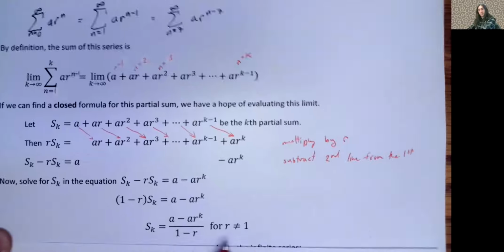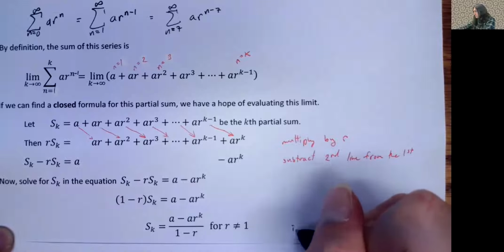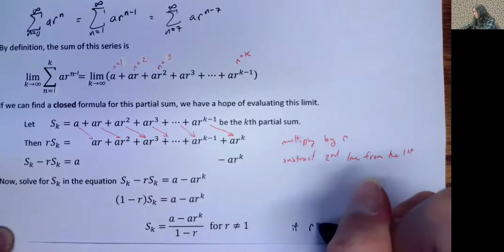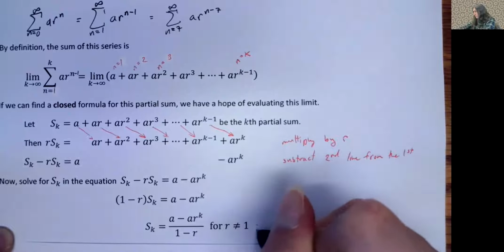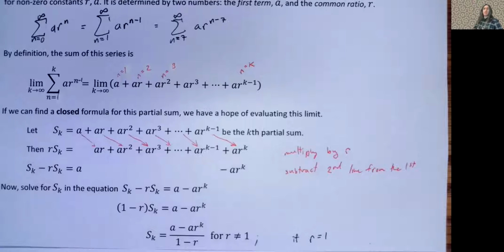Although we should be careful that we can't do this division if we were actually dividing by 0, right? That's undefined. So this step from here to here only works for r not equal to 1. If r is actually equal to 1, so let's go ahead and supplement this with what happens if r equals 1. It's actually very simple, right?